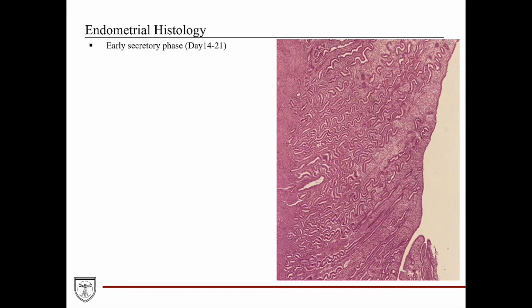So this is day 14 to 21 in the ovarian cycle, where there's been an LH surge at approximately day 14, and as a result, ovulation has occurred and the corpus luteum has now formed. And with the corpus luteum now secreting progesterone in addition to estrogen, the endometrial glands will not only continue to grow and lengthen, but also start to secrete nutritious endometrial glandular secretions, which is glycogen-rich fluid.